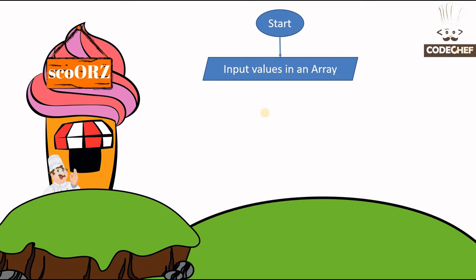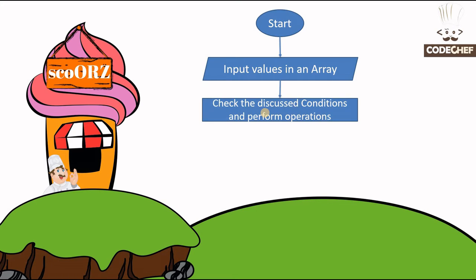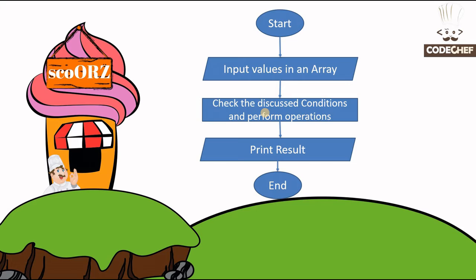We need to start, then we can input all the values in an array. Then we must check the discussed conditions and perform the operations, print the result, and that ends our entire program. So guys, it's this simple. Now let's have a look at the coding part.